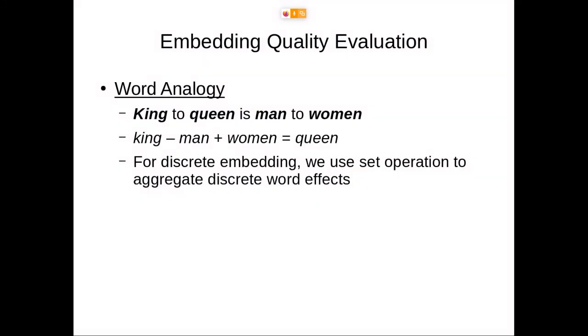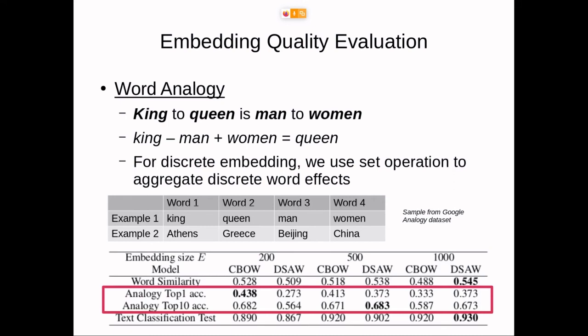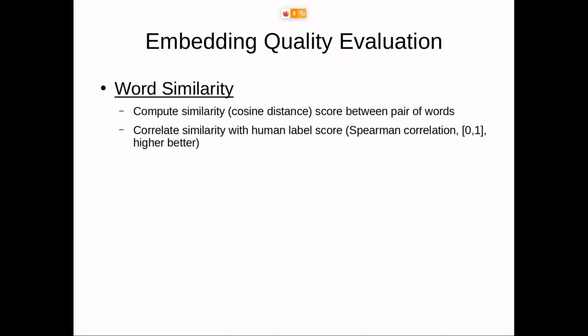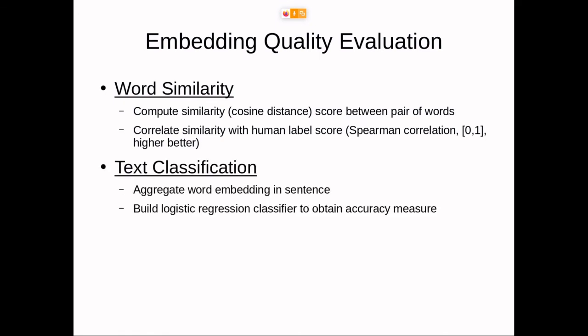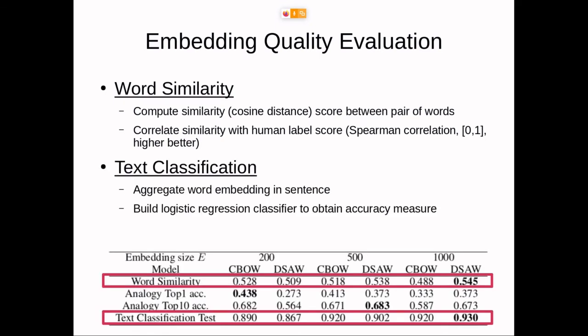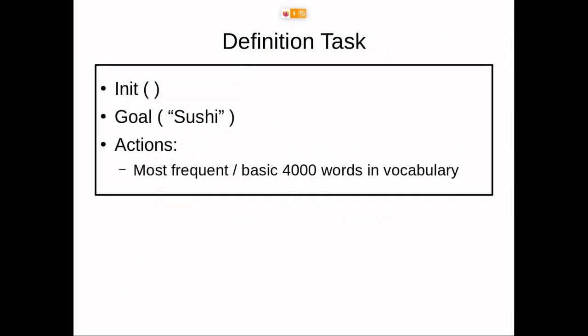We actually evaluated our model on the analogy benchmark dataset released by Google, and we can see similar performance, if not better, in the discrete word embeddings as opposed to a regular CBOW. In addition, we evaluated our embedding on the task of word similarity and text classification, and found out that discrete embeddings in fact do contain a lot of the semantic information that continuous embeddings do.